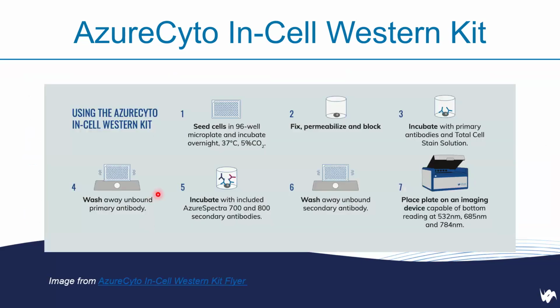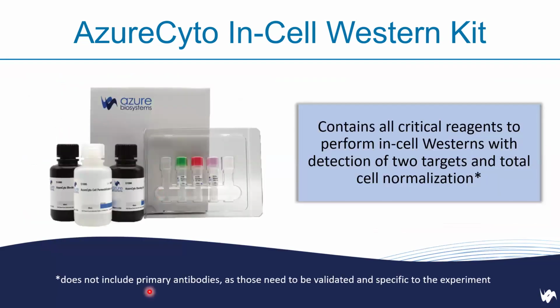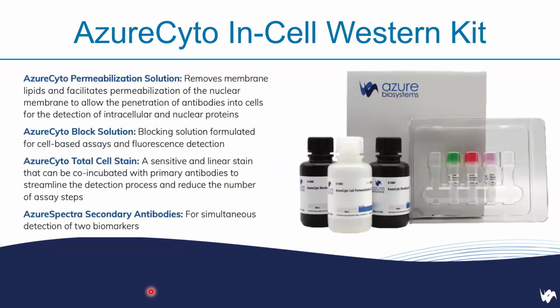Here are the steps on how to do the entire in-cell Western. Anyone who is interested in starting up their in-cell Western, this is a full set of kit, without the primary antibody and of course without the samples. It provides everything starting from your fixing onwards, meaning your permeabilization, blocking, and so on and so forth. So let's look at the steps then.